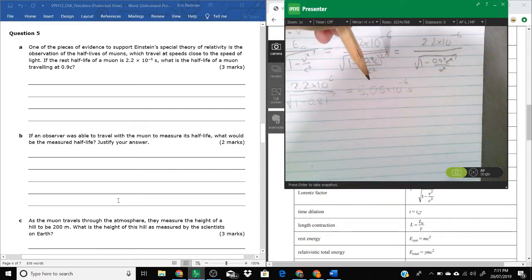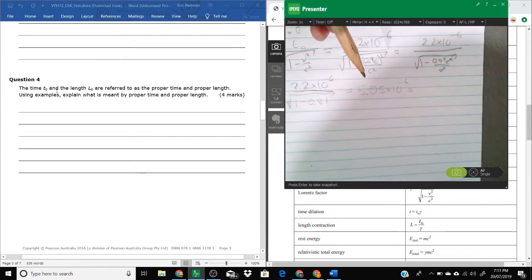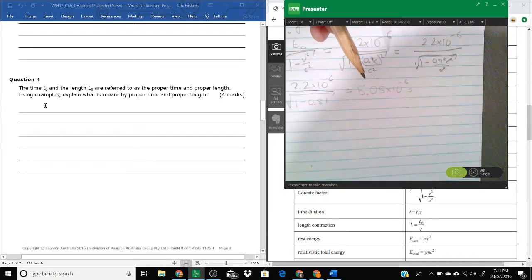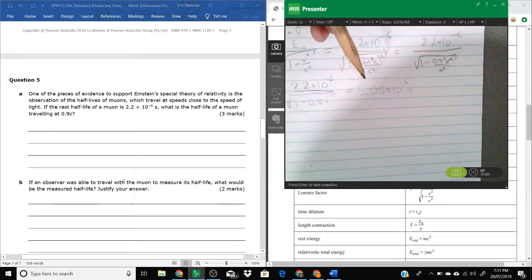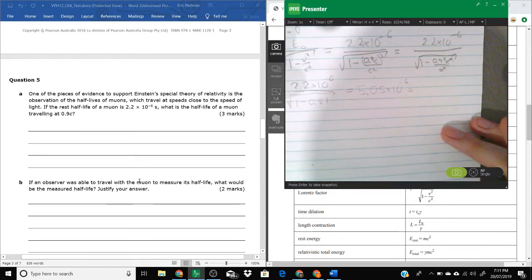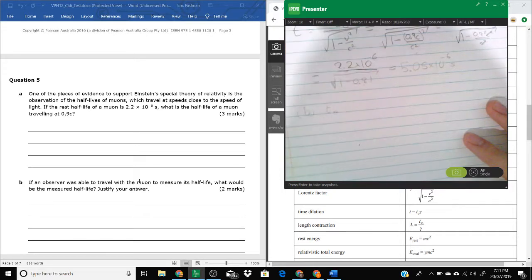Okay, part B. If an observer was able to travel with a muon to measure its half-life, what would be its measured half-life? Again, this is essentially the same sort of conceptual question as what they're trying to get you to explain in question 4. So if you are in the same inertial reference frame as the muon, you will observe the proper time.